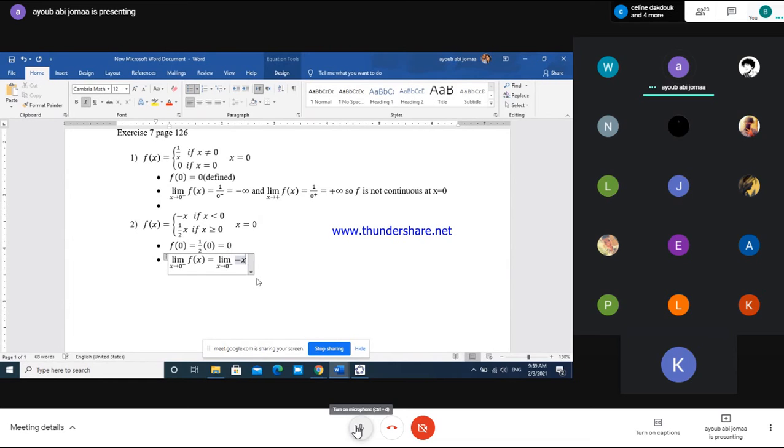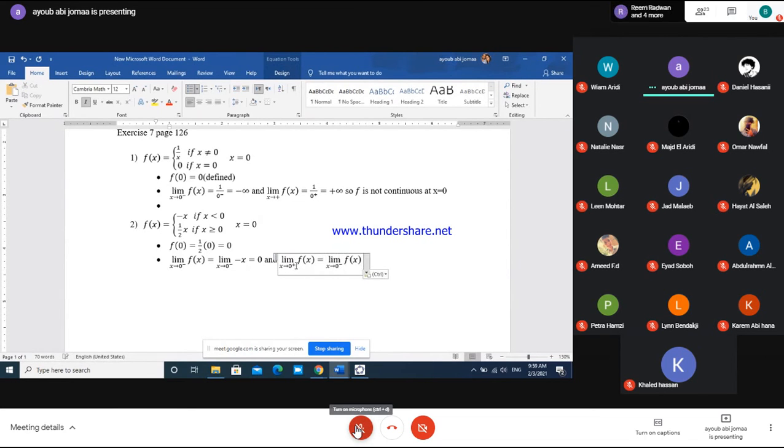Negative x. Replace x by 0, it's equal to 0. Right. And the limit as x approaches 0 plus, that is equal to the limit as x approaches 0 plus. 0 plus means that x is greater than 0. So you replace in this one, half x, so it is the limit of half x, which is equal to 0.